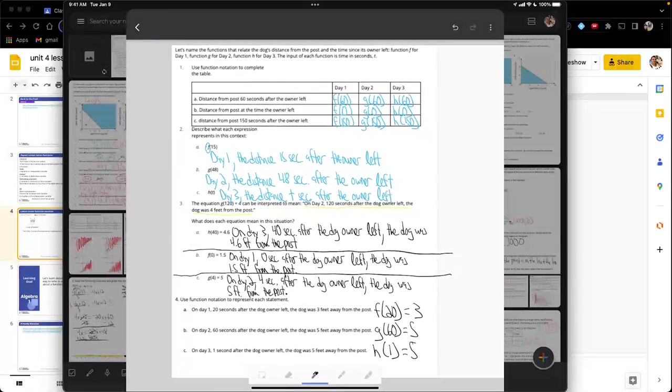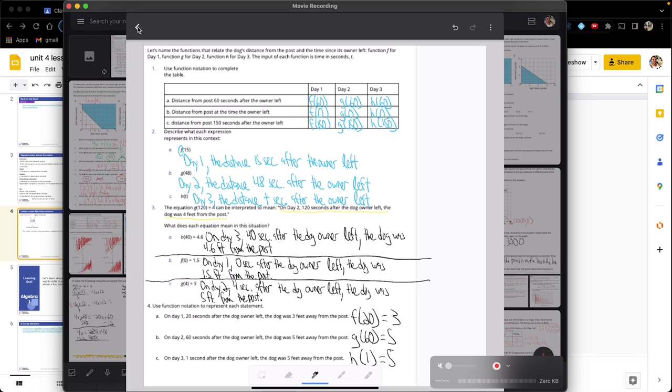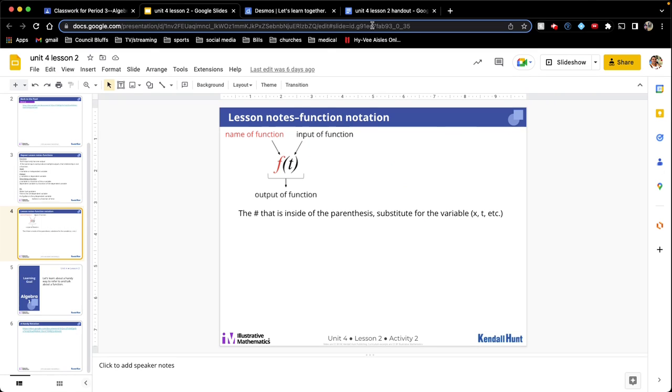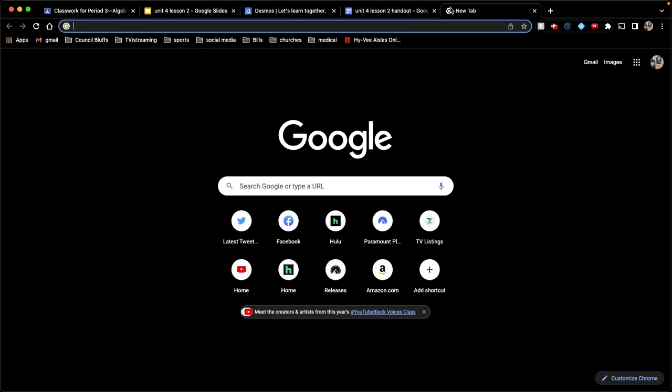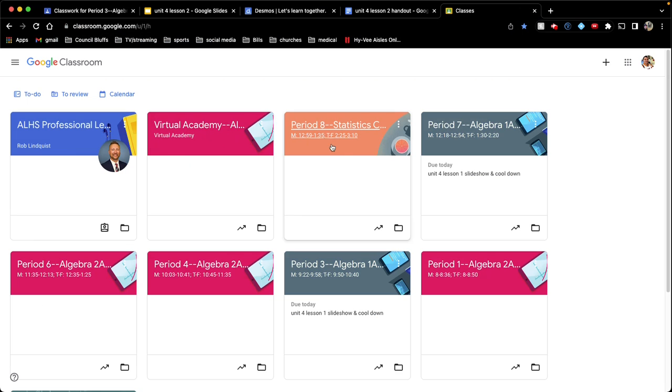Okay. So that is the entire backside of the handout. That is it for the lesson for today. What I want to do now is take a look at your cooldown for this lesson to give you an idea of what it looks like. So let me just quickly go through that cooldown for you.